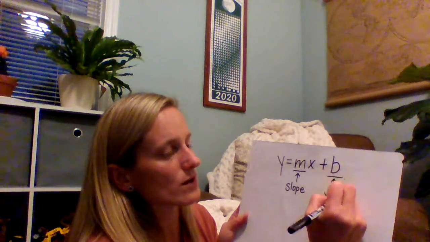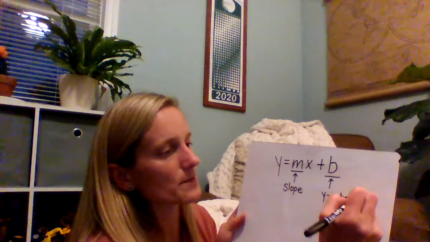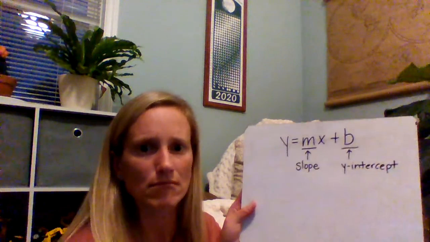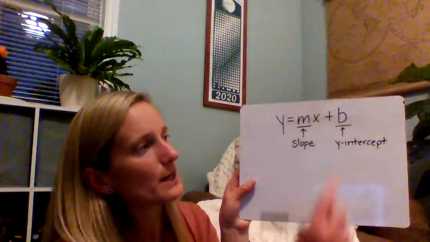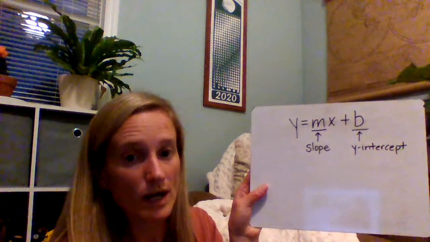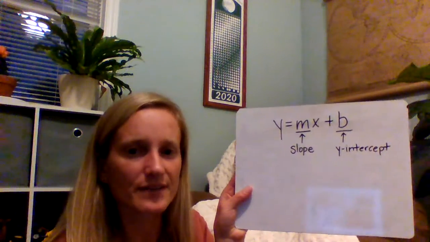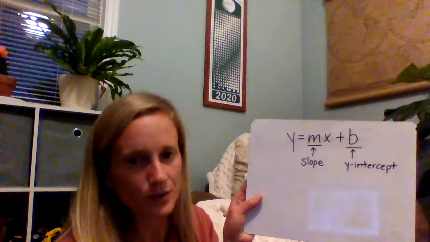B is the y-intercept. It's where we cross the x-axis. I'm sorry, the y-axis. Sorry about that. So B is the y-intercept. It's where we cross the y-axis. And when we were graphing lines, we would always begin at our B value and move according to our slope.